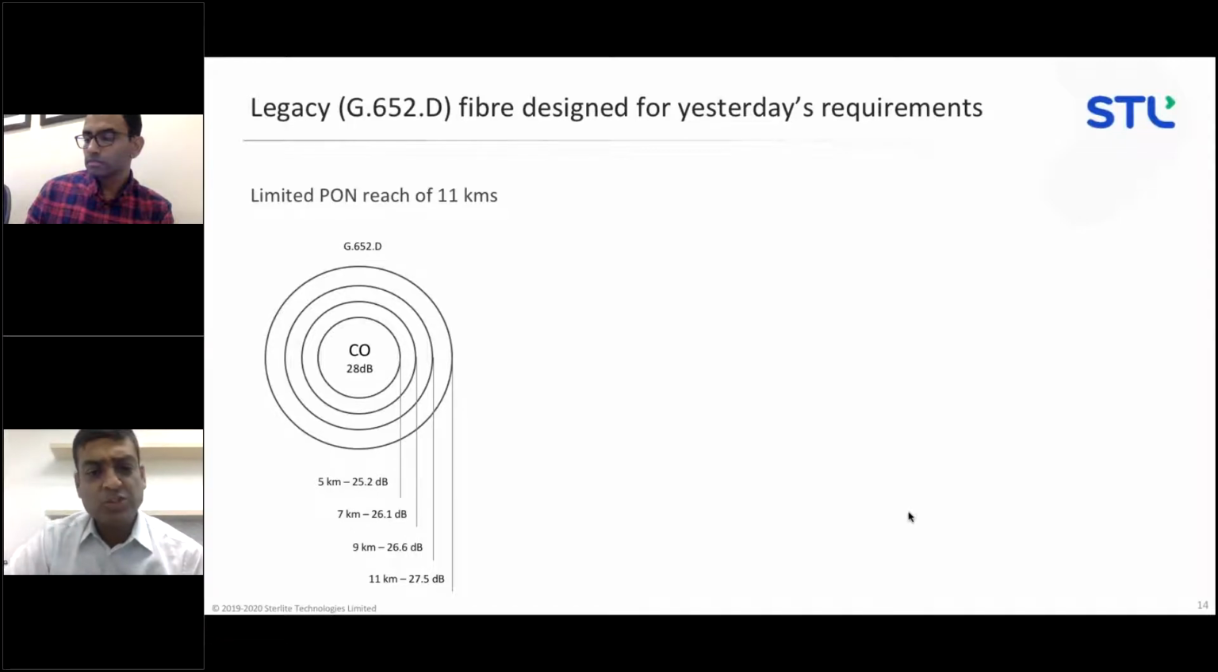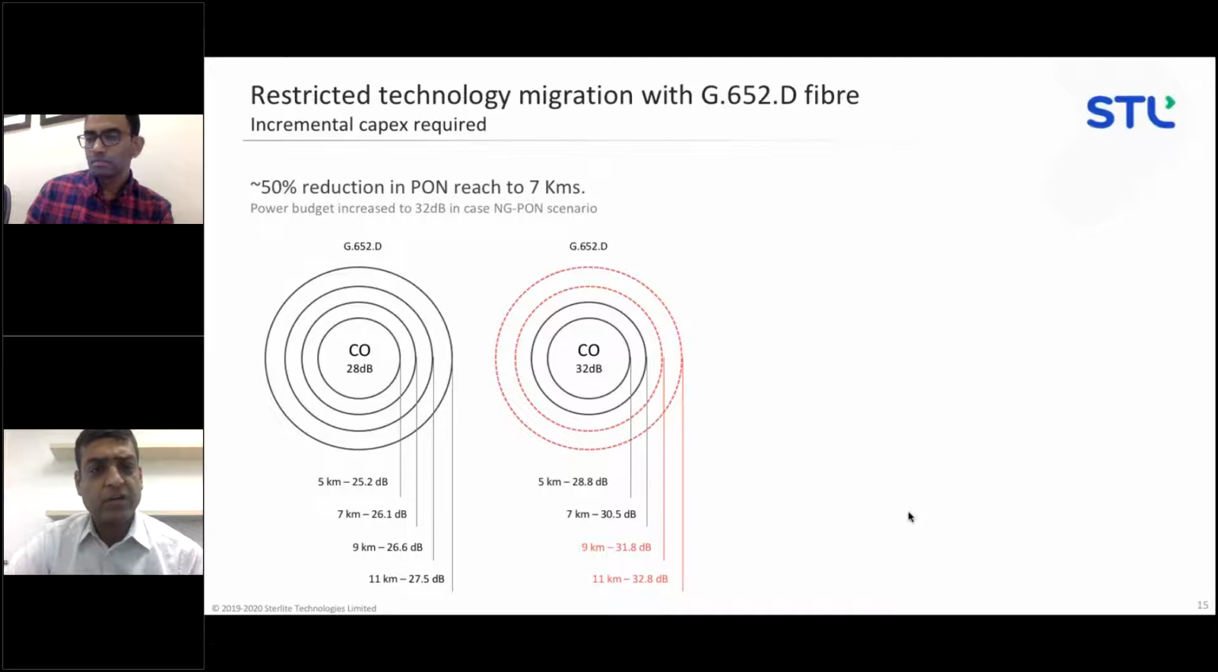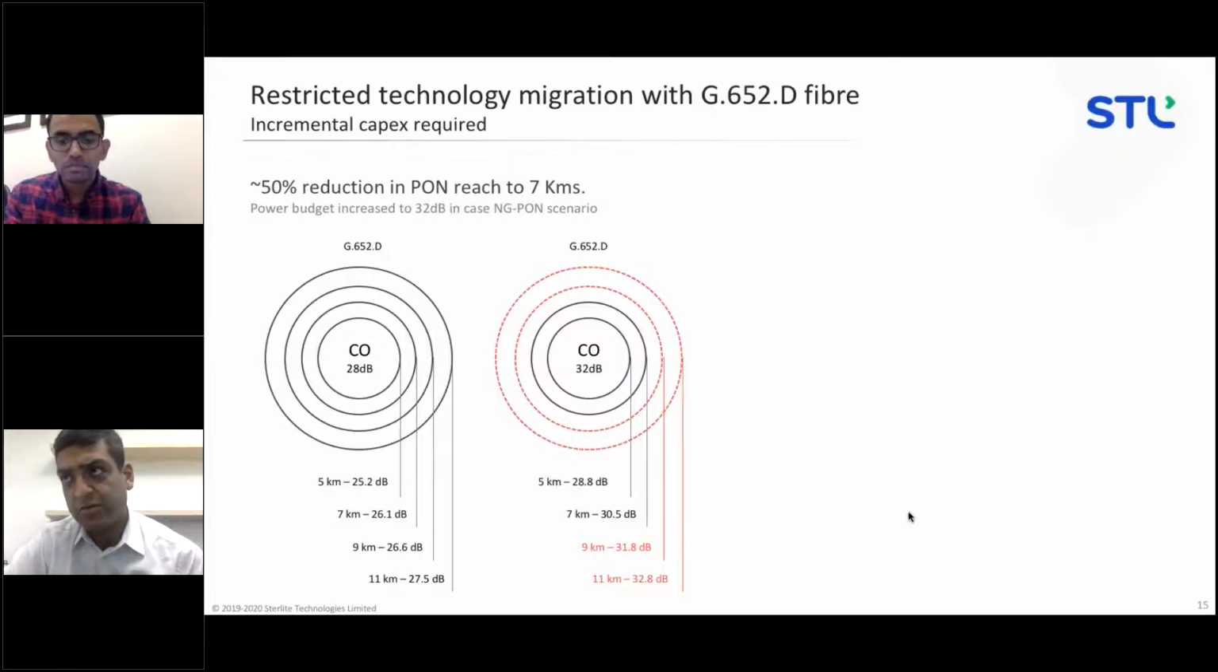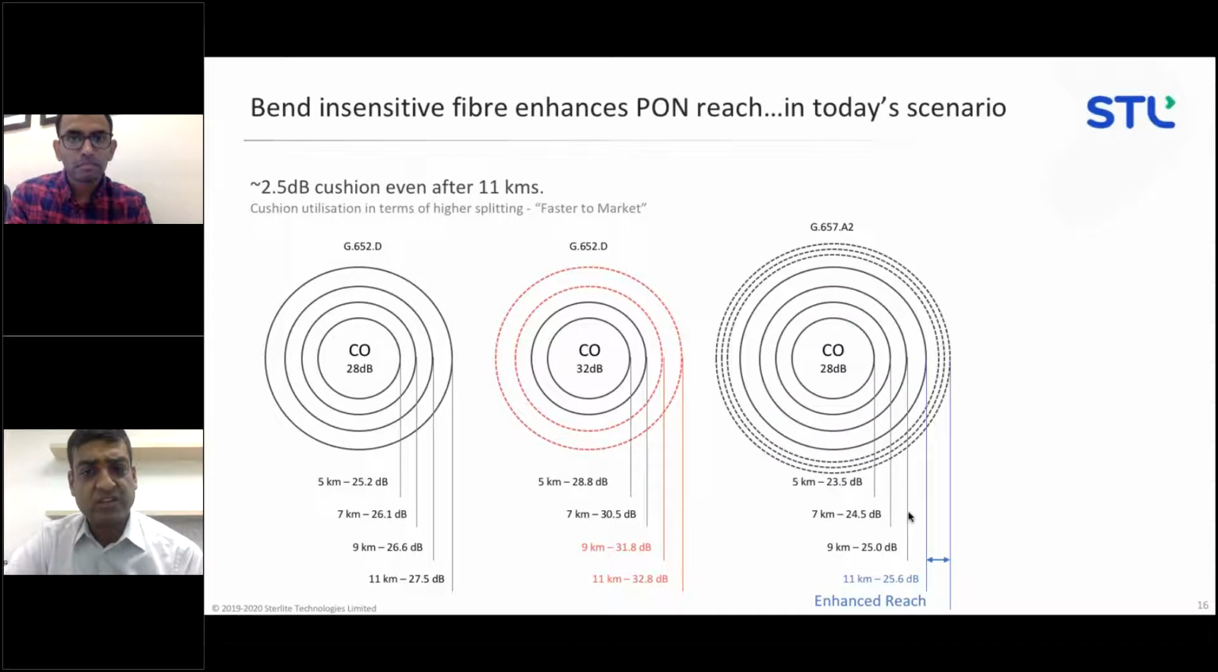But that's today. Once we actually move to an NG-PON scenario with a 32 dB budget, we actually reduce that reach significantly to about 7 kilometers, which is about 50% of the coverage that we had for PON networks. Right? This is in general going to be true no matter what fiber you use, and this is actually one of the arguments that we see commonly for the need for increased fiberization. But the real comparison is what happens when we use a bend-insensitive fiber like a G.657A2.